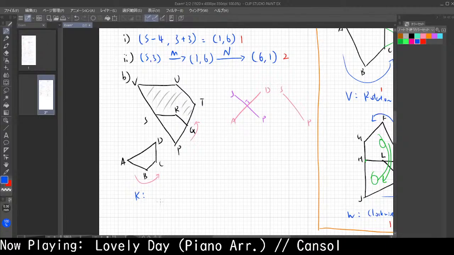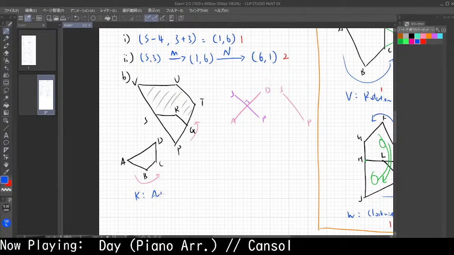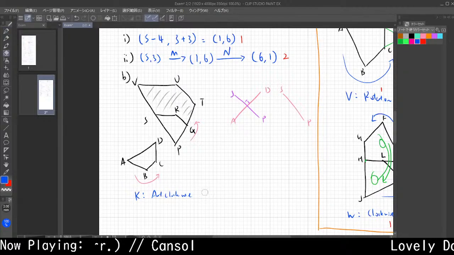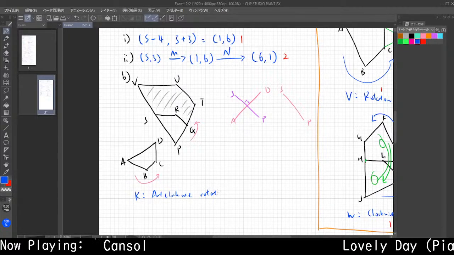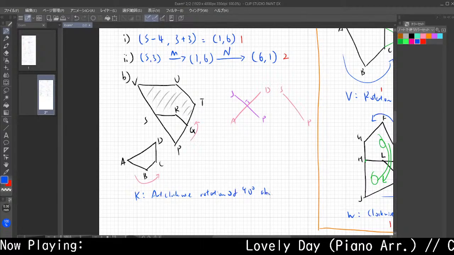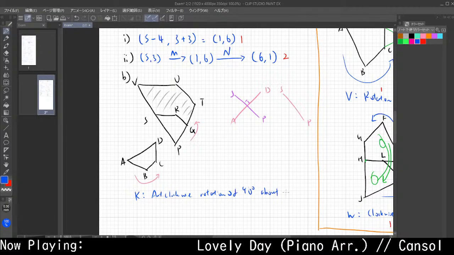in this case is anti-clockwise rotation of 90 degrees. Okay, so this gives us 2 marks.